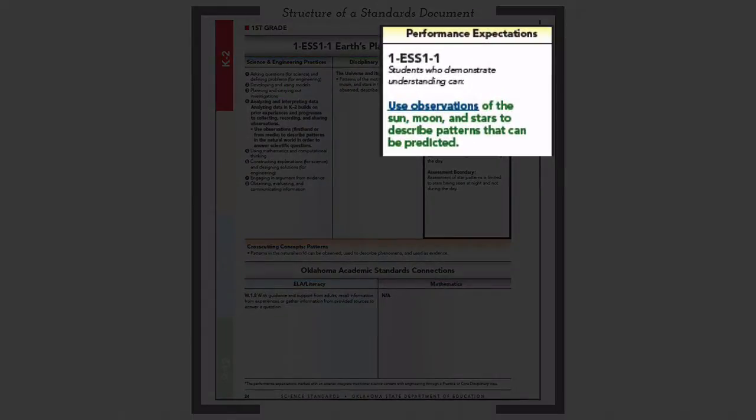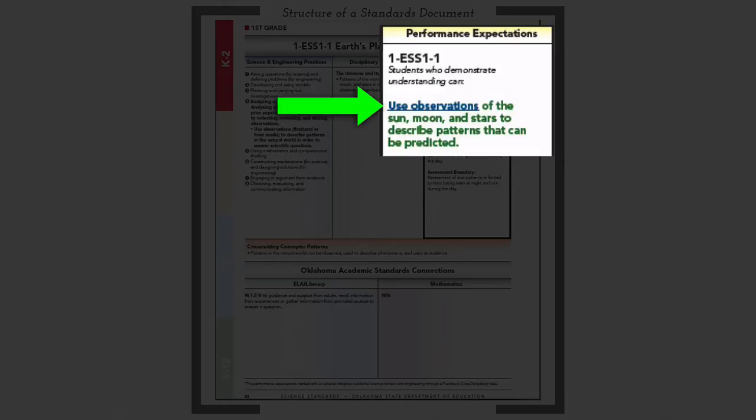The standard itself can be found under performance expectation. The performance expectation is the standard. You'll see the same naming system as you find in the gray row up top. Below the naming system, you'll see the actual standard or performance expectation. This one, use observations of the sun, moon, and stars to describe patterns that can be predicted, is identified with a coloring system. The coloring system is to better support teachers in navigating this document.